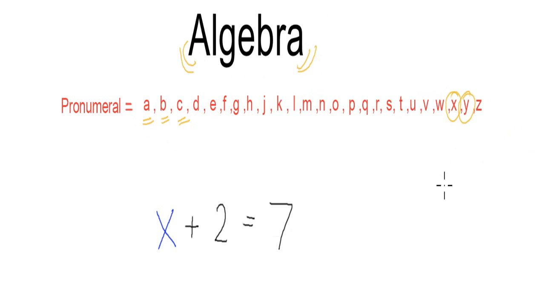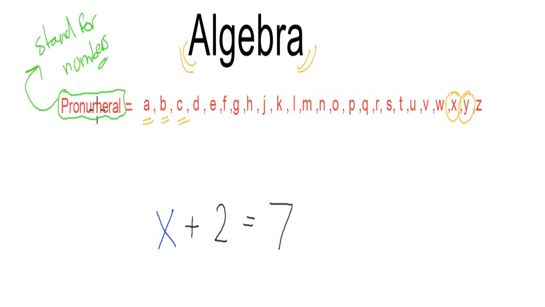But what you need to know is those letters actually have a name, and they're called pronumerals. So all these letters in algebra are called pronumerals, and these letters usually stand for a number. We can put a number in instead of these letters. So even though we have these letters, they can stand for something.